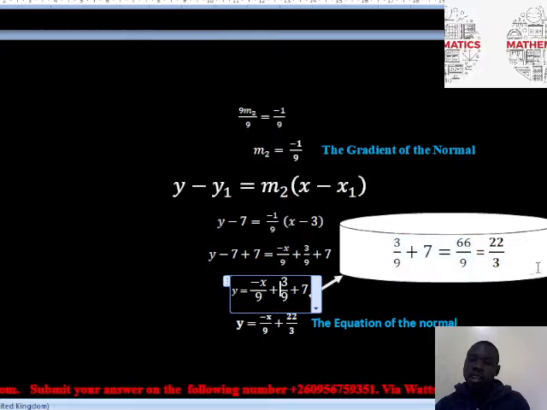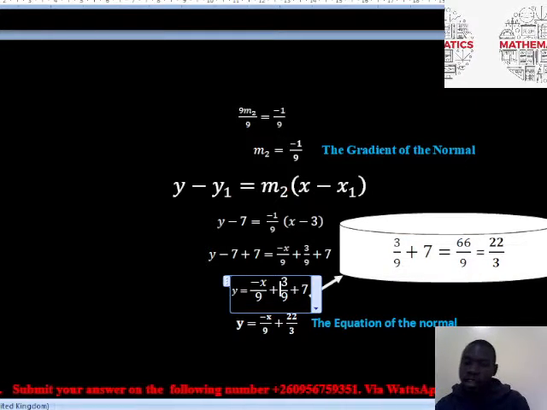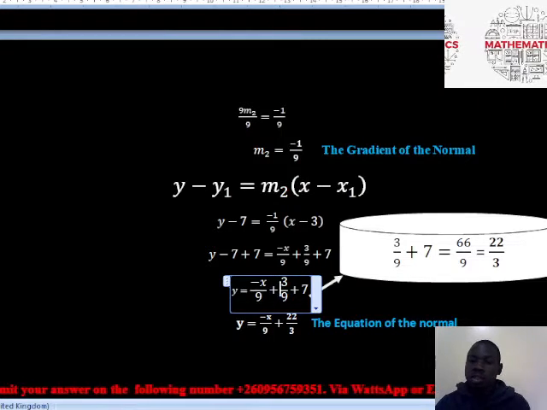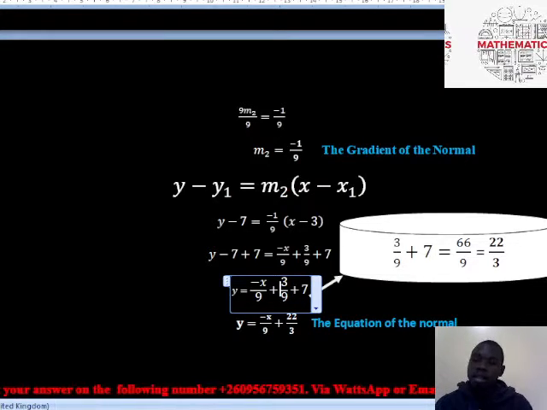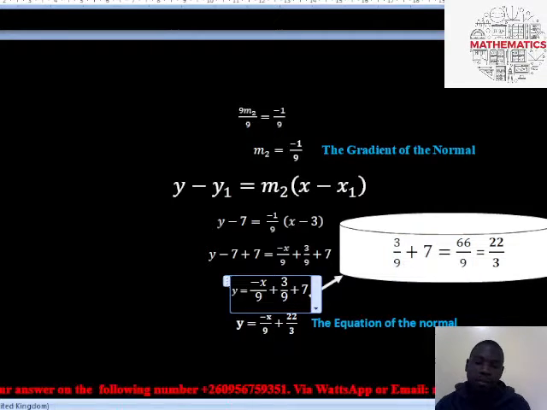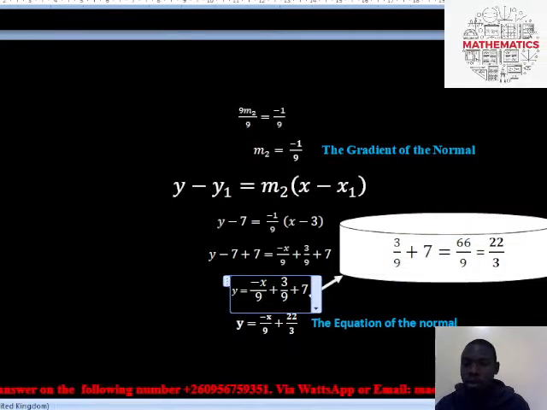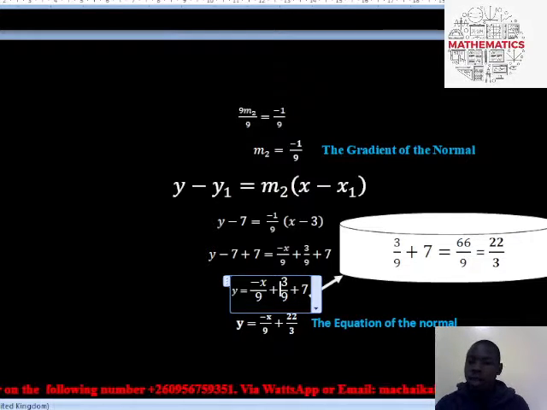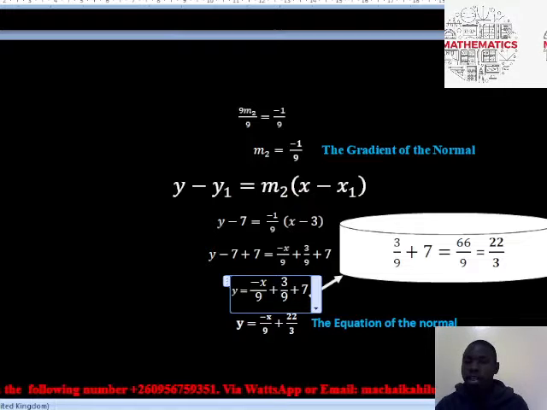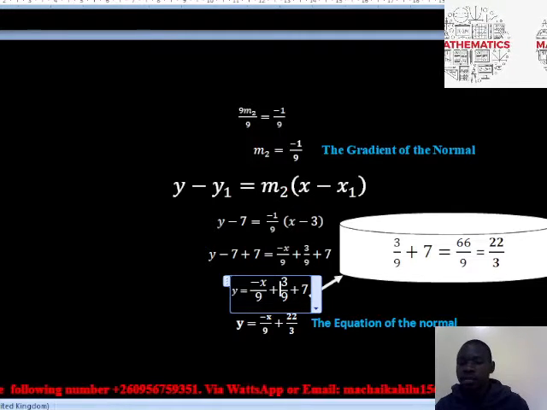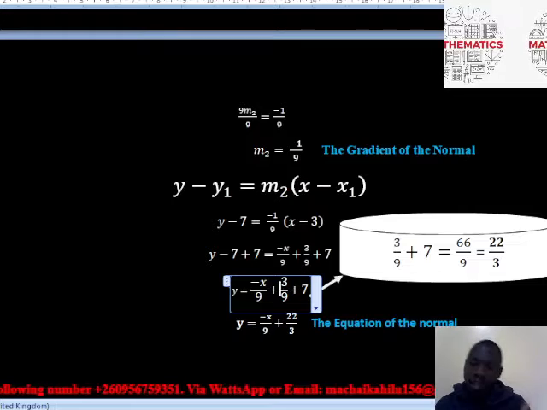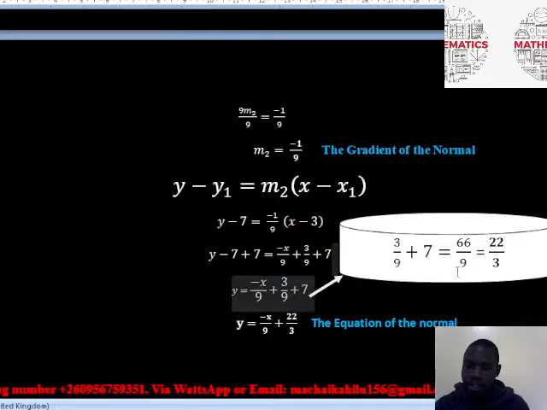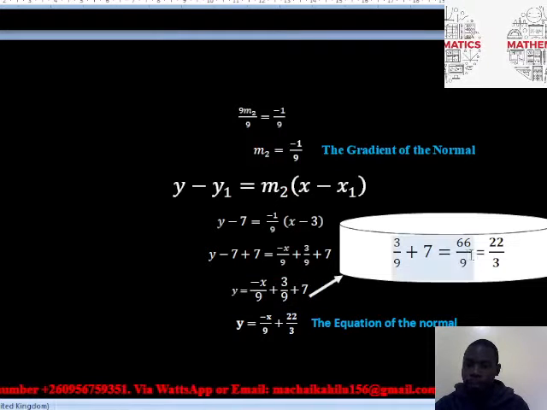Here I've worked out 3 over 9 plus 7. When you work out that one, the 7 is the same as 7 over 1. So now we look for a common denominator in which 9 and 1 can go without leaving a remainder. Which number is that? 9 itself. 1 can go into 9 and 9 can go into 9. Hence 9 will be our common denominator.